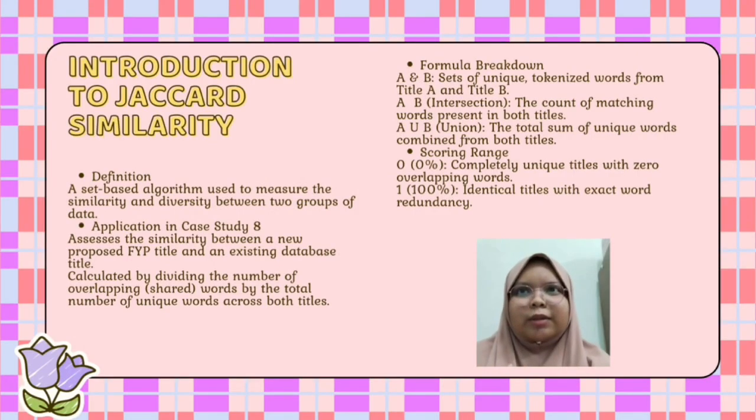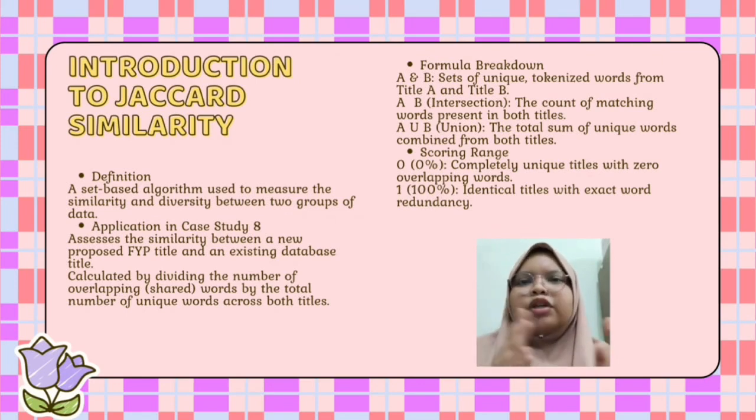My name is Siti Iduna Mastura. Today I would like to introduce the Jaccard similarity. The definition of Jaccard similarity is a set-based algorithm used to measure the similarity and diversity between two groups of data. The application in this case study: it assesses the similarity between a new proposed FYP title and an existing database title. It is calculated by dividing the number of overlapping or shared words by the total number of the unique words across both titles.